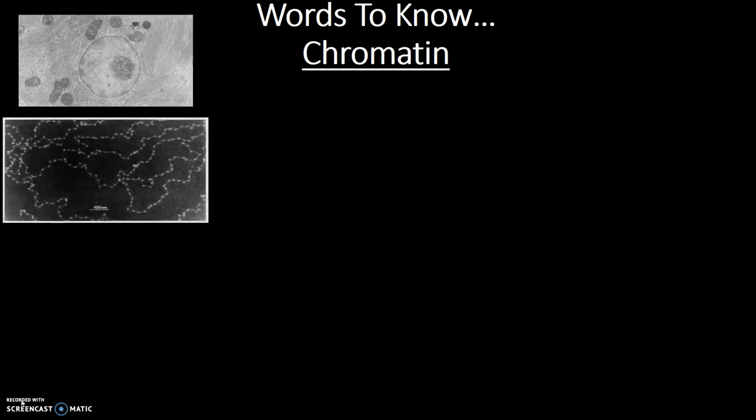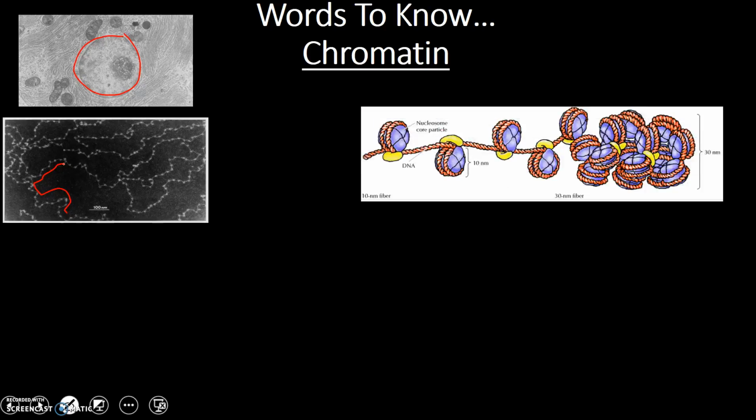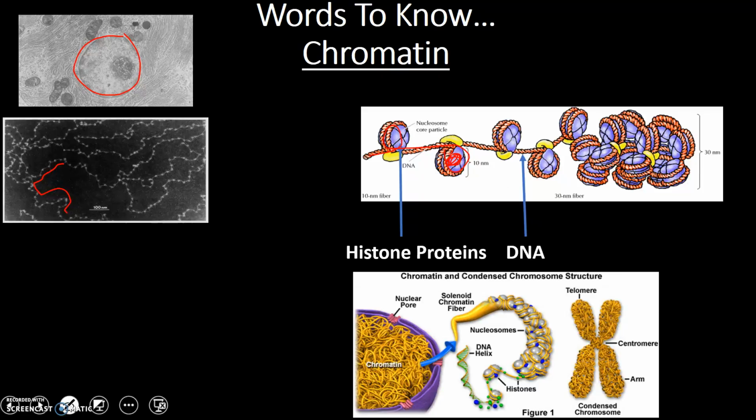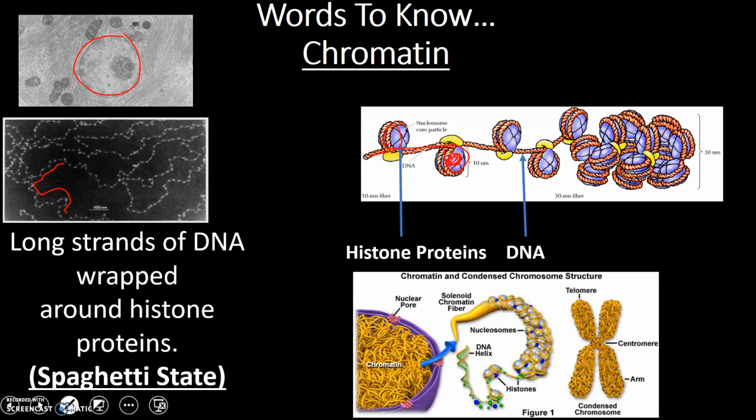If you look at this picture here, in this nucleus, you might see that there's not much going on in there, it appears. And if you look over here at this picture, in these strands, it appears that there are these little beads. And this is chromatin. Chromatin is referring to two molecules. It's referring to both the DNA strands, and it's also referring to the proteins that the DNA is wrapping around. Those proteins are histone proteins. And in chromatin, the DNA is loosely wrapped around the histone proteins.